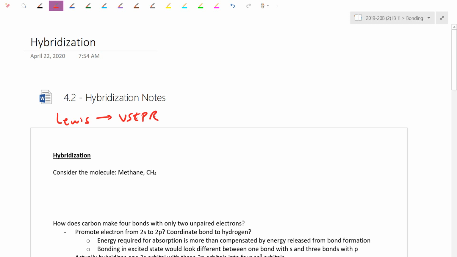There were a lot of different names for the different geometries. You will need to know those names. You need to know the angles, and you also need to know how to draw those in 3D. So make sure you get some practice using the wedges and dash notation. Today we're going to continue on further. This chapter is fairly theory heavy at the beginning.